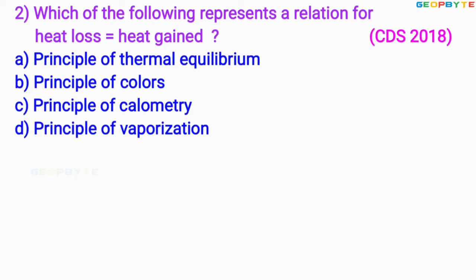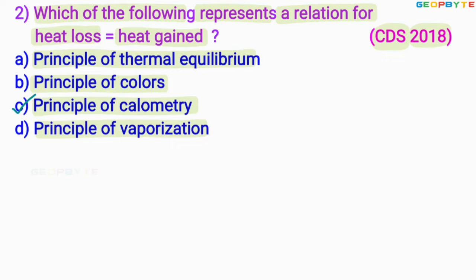Look at the second question asked in 2018 for the CDS exam. Which of the following represents a relation for heat loss is equal to heat gained? Option A, principle of thermal equilibrium. Option B, principle of colors. Option C, principle of calorimetry. Option D, principle of vaporization. The correct answer is principle of calorimetry.